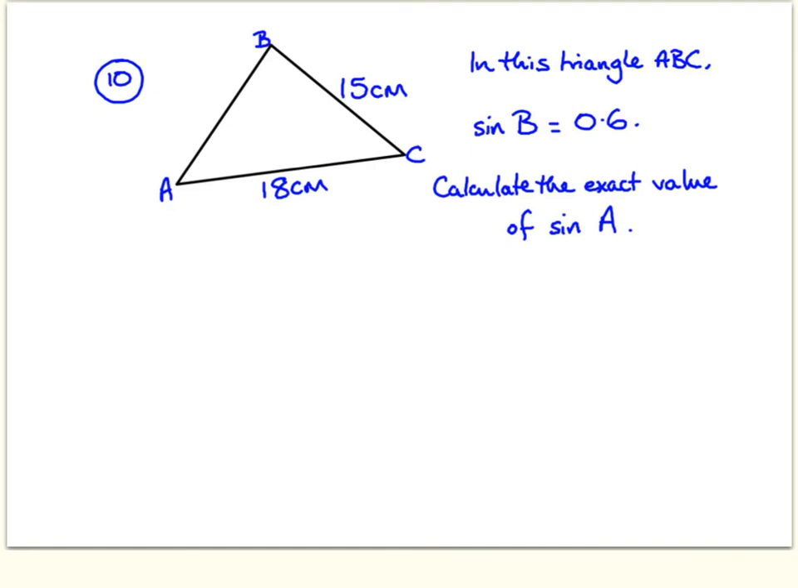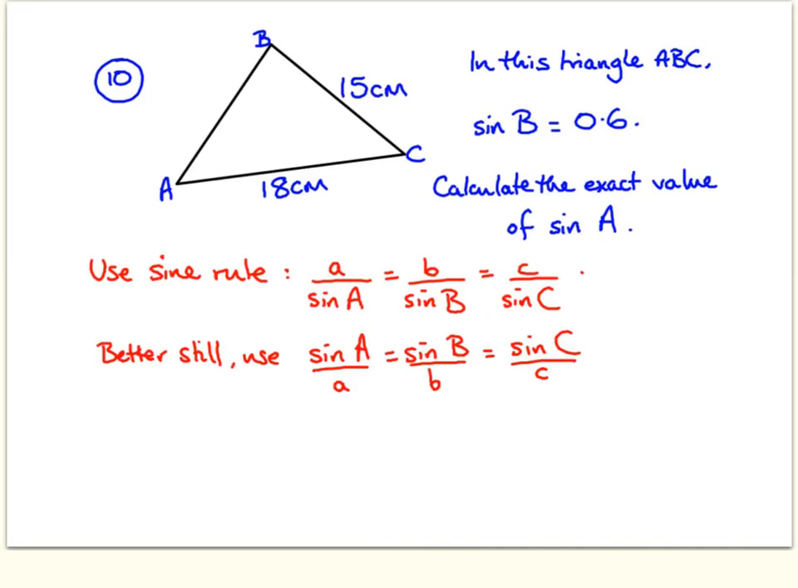Right, question 10. This has appeared quite a few times recently in non-calculator papers. You're told that sine B is 0.6. You're given 15, you're given 18, and you're asked to work out the exact value of sine A. Now, hopefully you should be able to work out, because you're using 2 sine values and 2 lengths, it's the sine rule. Now what I've done down here is say better still use the other way round.